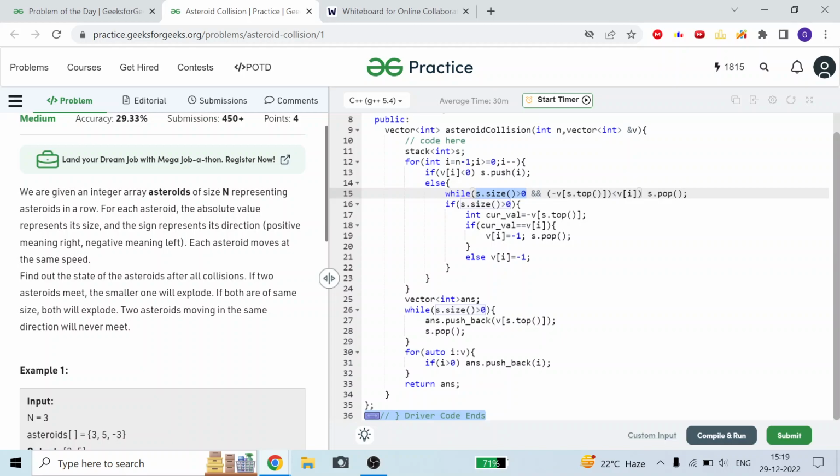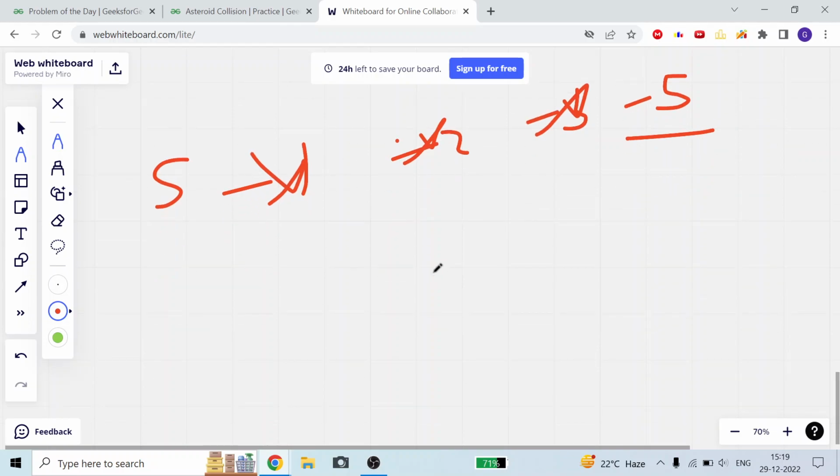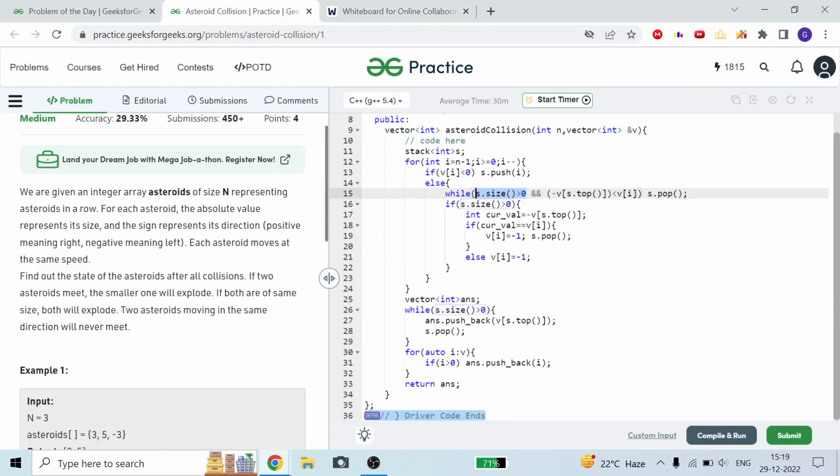Now what is the current value? The current value is -5 now. So there are two cases. The magnitudes can be equal. If the magnitudes are equal, what do we have to do? If the magnitudes of both are equal, we have to make it minus, meaning the positive element is going to explode, and the negative element is also going to explode.